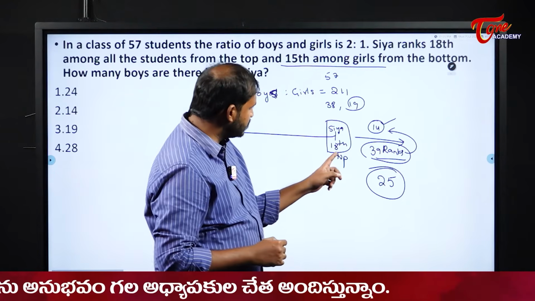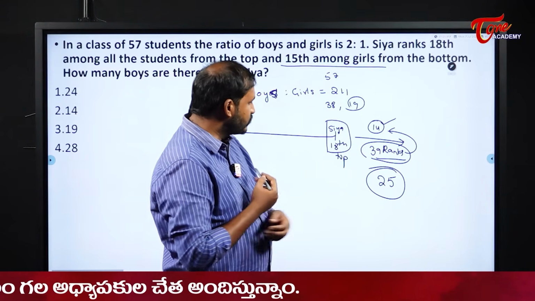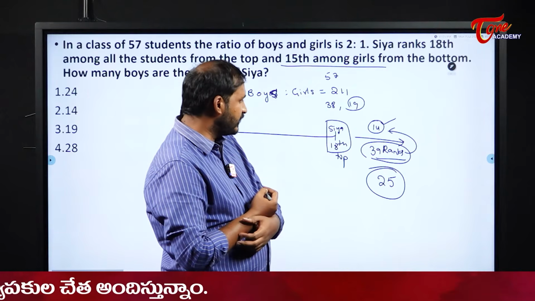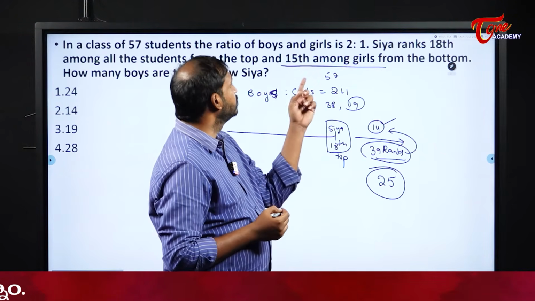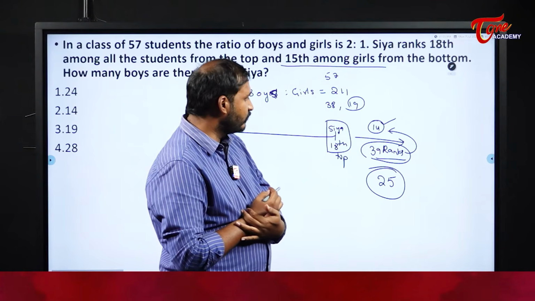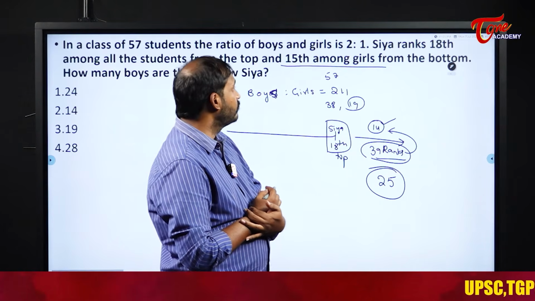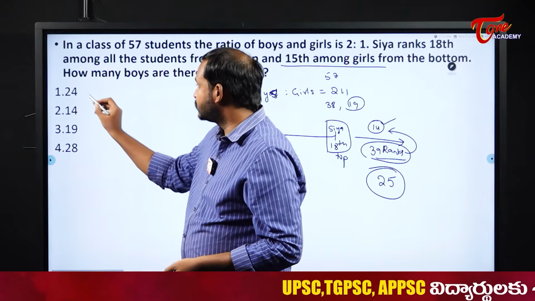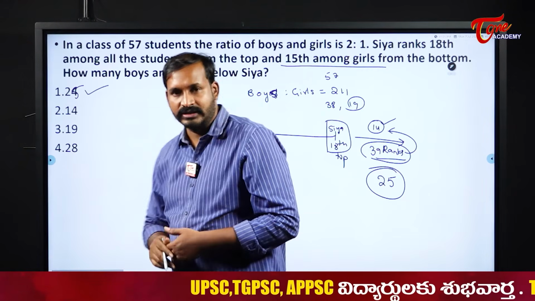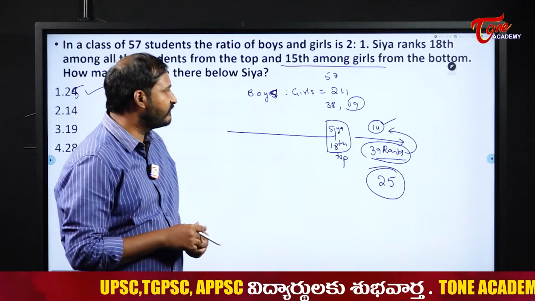See here, including Sia, she is 18th rank. So 39 more students will be there. Yes, 39 students will be there. In that 14 are girls. So below Sia, there will be 25 boys. Sorry, there is a small mistake. Here we will have 25 boys below Sia.